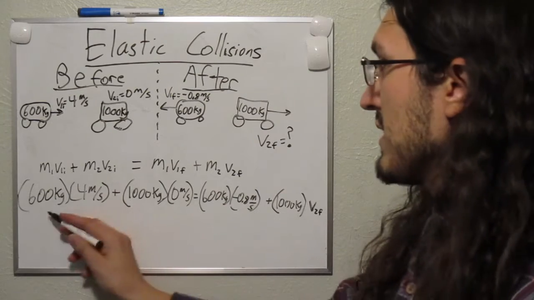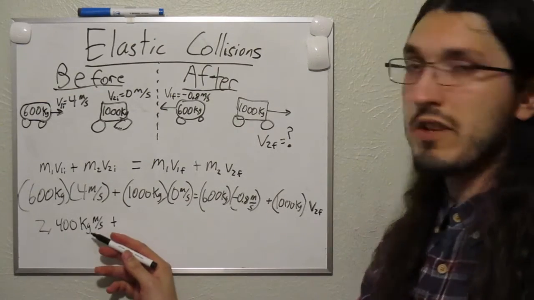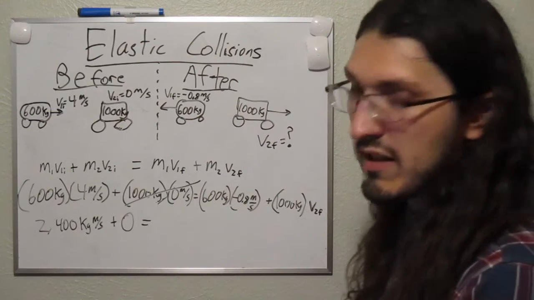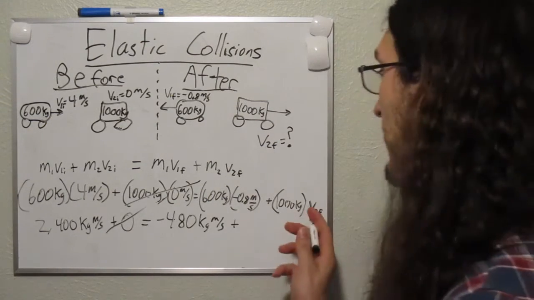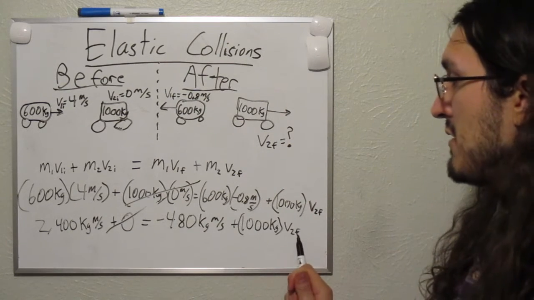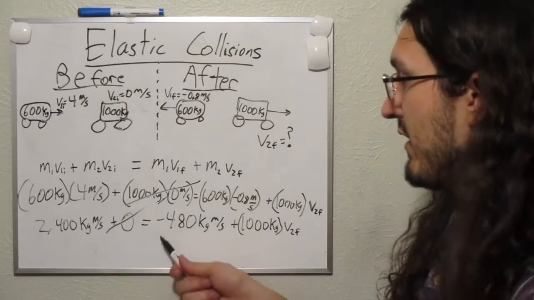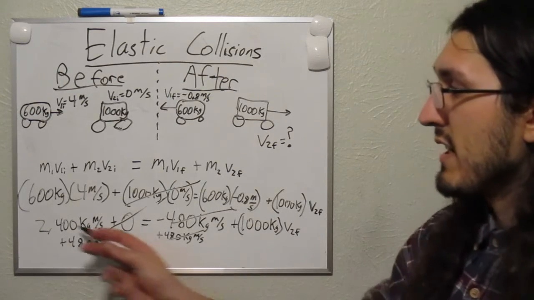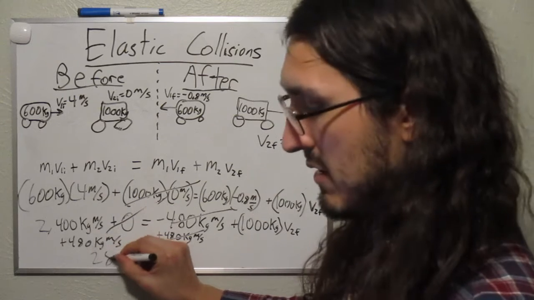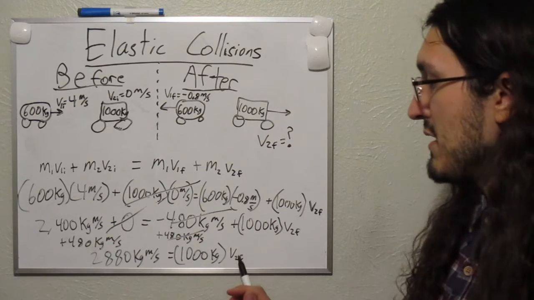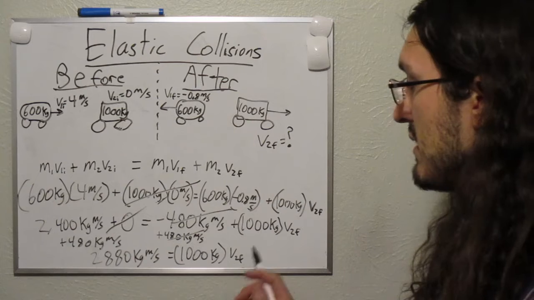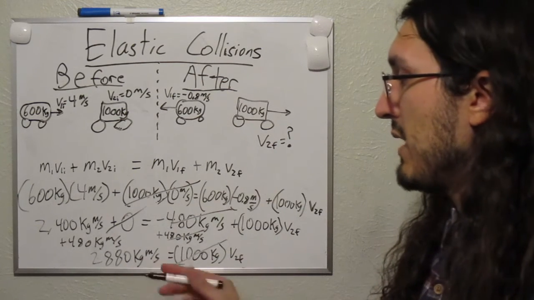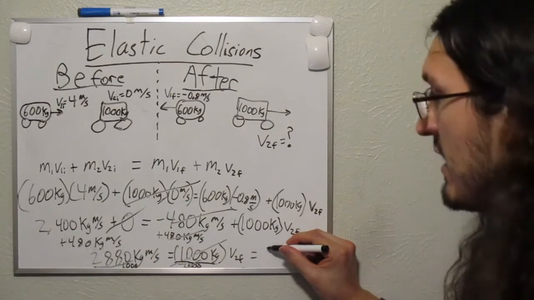Doing the math now, 600 times 4 is going to be 2,400 kilogram meters per second. And then 1,000 times 0 is 0. And then 600 times negative 0.8 is negative 480. And then I still have my unknown variable here. If I'm trying to solve for velocity, I need to first get rid of this term. Since it's negative, I'm going to add 480 to both sides. That cancels with this 480 on the right side. And then I'm going to add 480 to 2,400, which gives me 2,880. The last step is to divide both sides by 1,000 since it's being multiplied. 2,880 divided by 1,000 comes out to 2.88 meters per second.